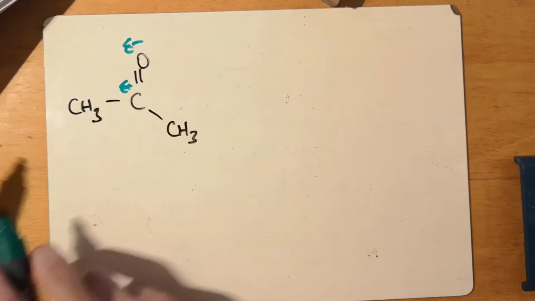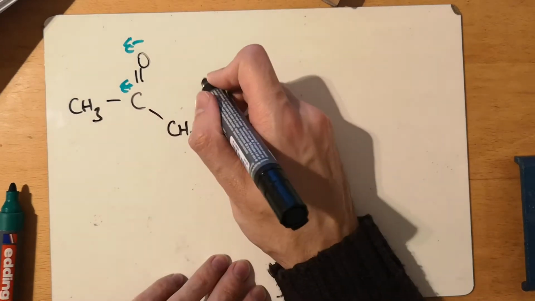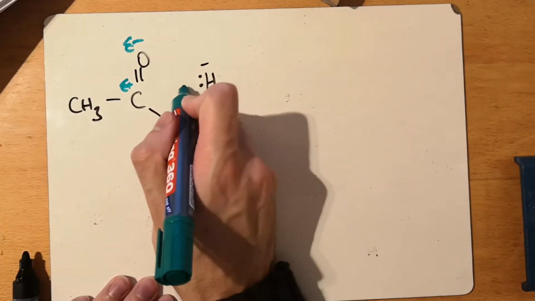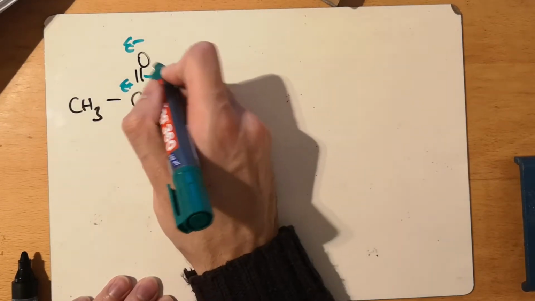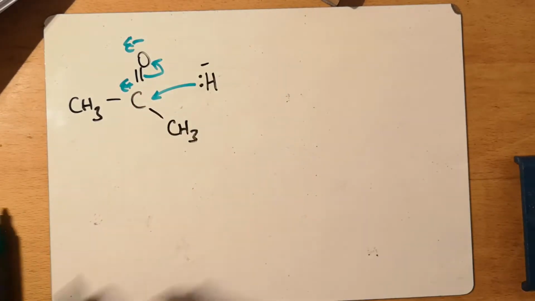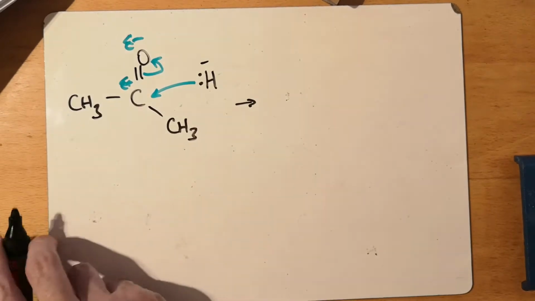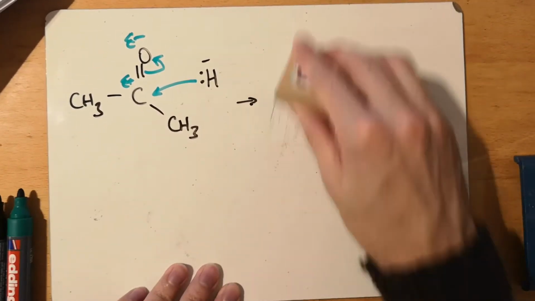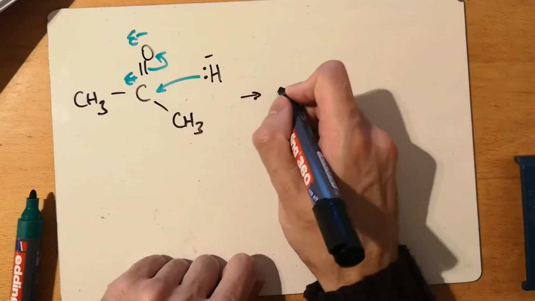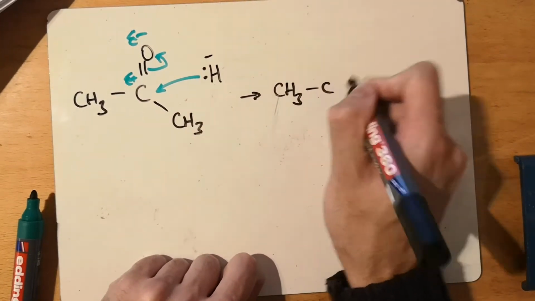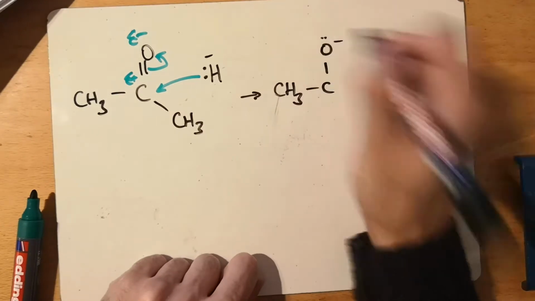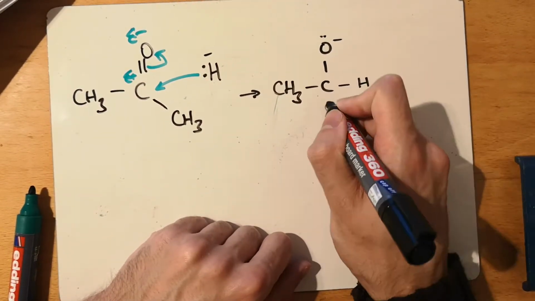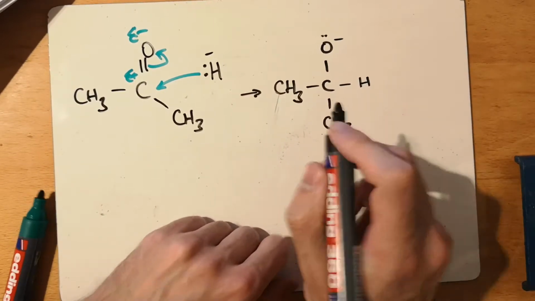Same as last time, delta plus, delta minus on the carbon and the oxygen. We'll have our H minus come along. It's going to attack there. Lone pair goes into the oxygen, to keep it consistent with black. So our O minus is getting that extra lone pair. We'll have an H on and a CH3.